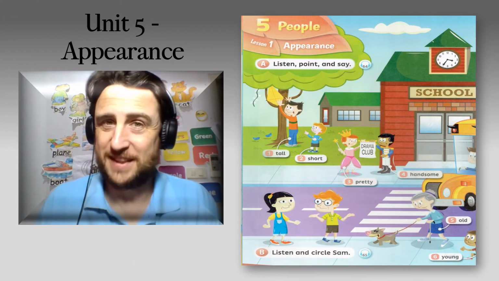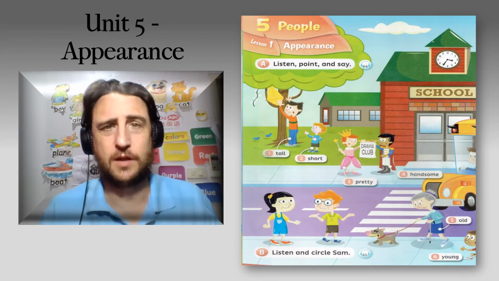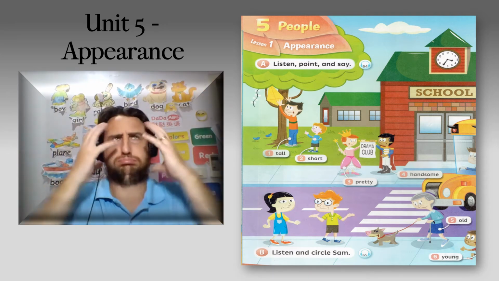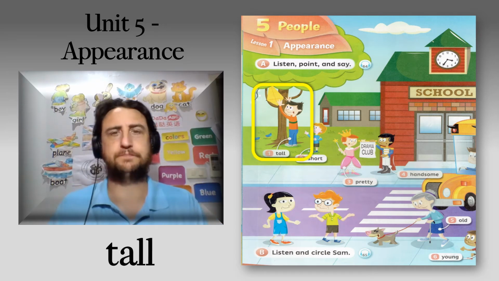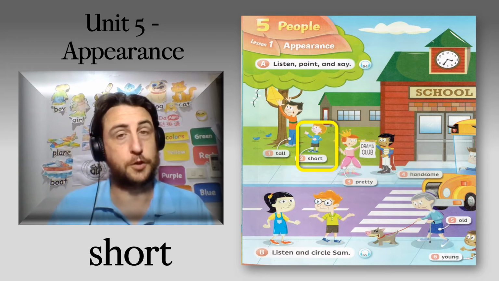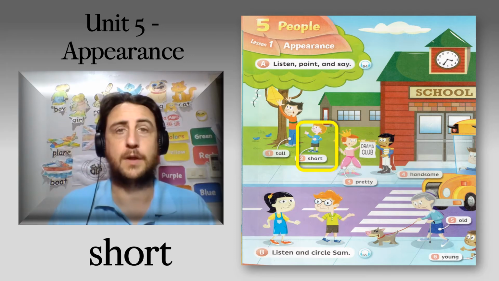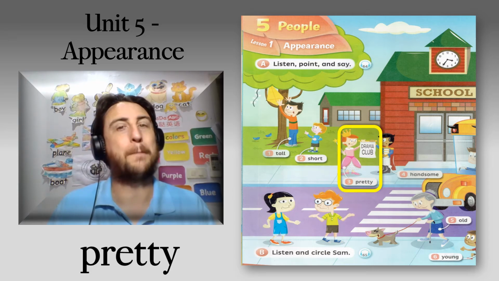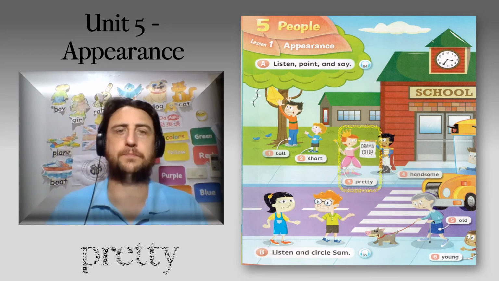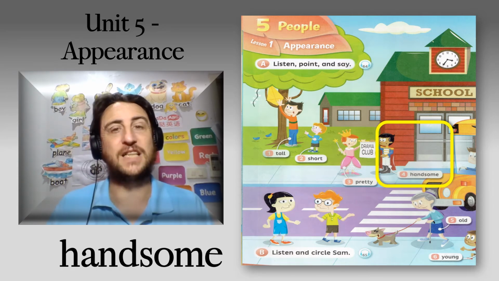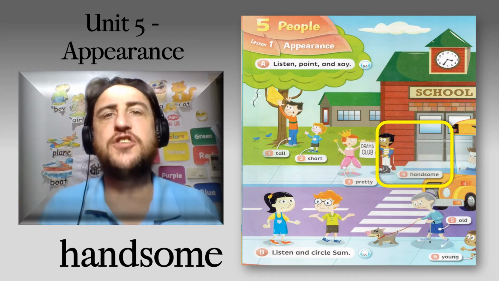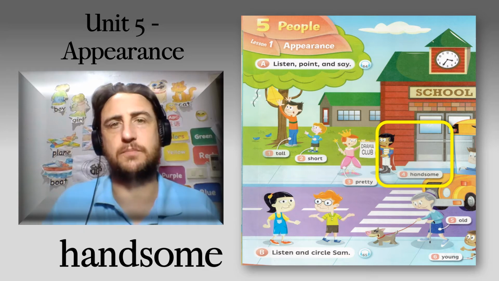It's that time. Let's practice our 6 adjective words for Unit 5 about appearance. Okay, number 1, tall. Number 2, short. Number 3, pretty. Number 4, handsome. Say handsome. Handsome.